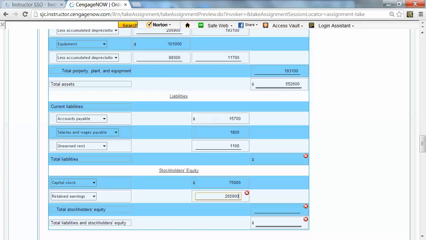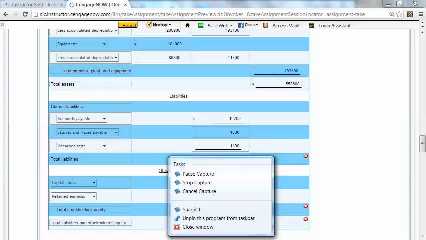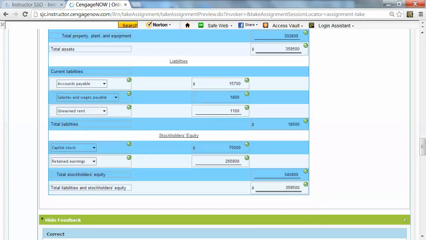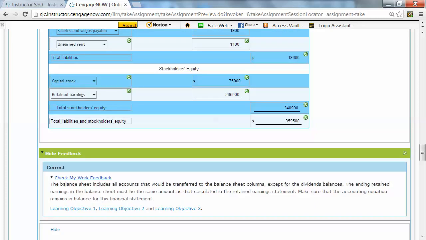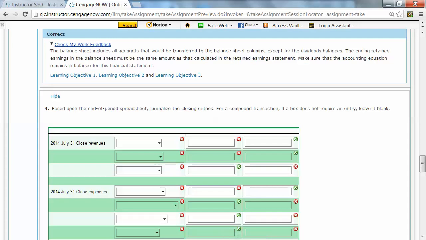Now I'm going to add the current liabilities together to come up with a total, then my total stockholders' equity, and then I'll add these two together to come up with the total liabilities and stockholders' equity. I compare that to my total assets, and my total assets agree, so I'm in balance and everything's good in the world. Let's post this up to the internet.